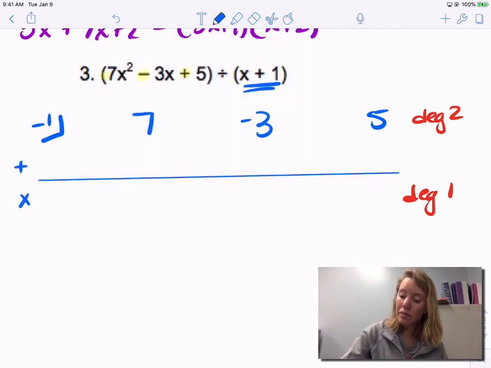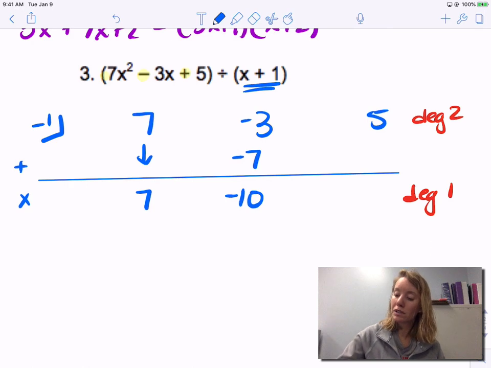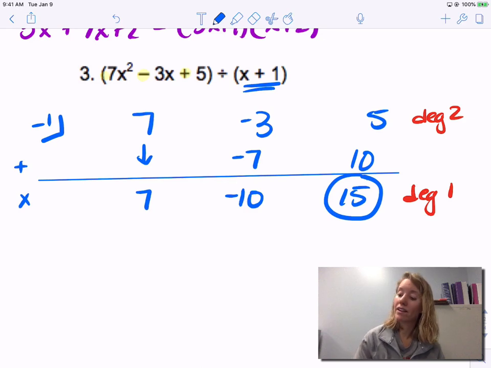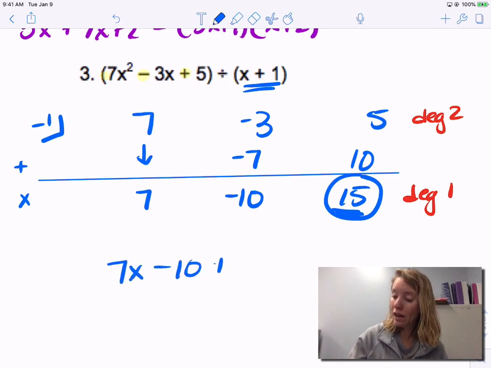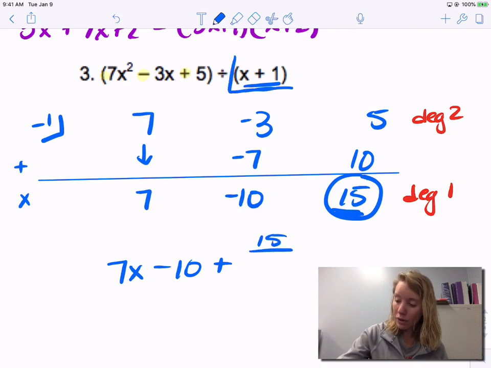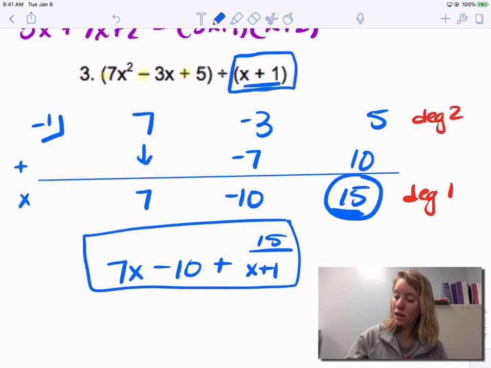Then I'm going to add above the line, multiply below the line. So bring down the 7. Negative 1 times 7 is negative 7. Add, I get negative 10. Multiply, I get 10. So this time I actually have a remainder. I always circle the remainder, and if there's no remainder, I put a smiley face in it. This reminds me that this is going to be the fractional part. This is degree 1, so my answer is 7x minus 10 plus 15, and then it's over what? Think back to polynomial division. We always put it over the divisor, so x plus 1. So there is my answer.